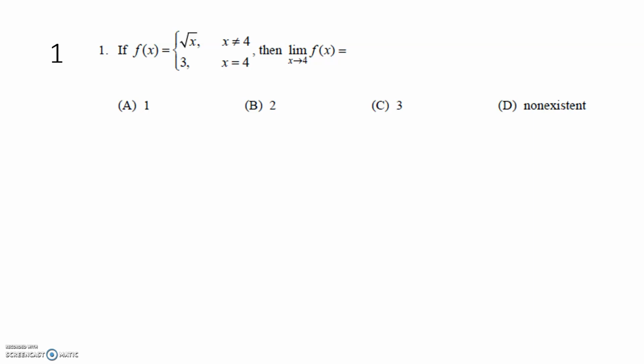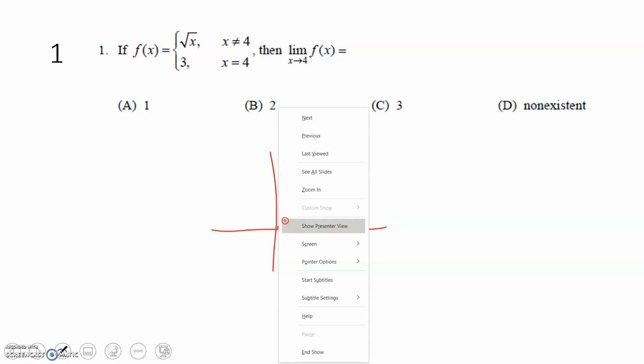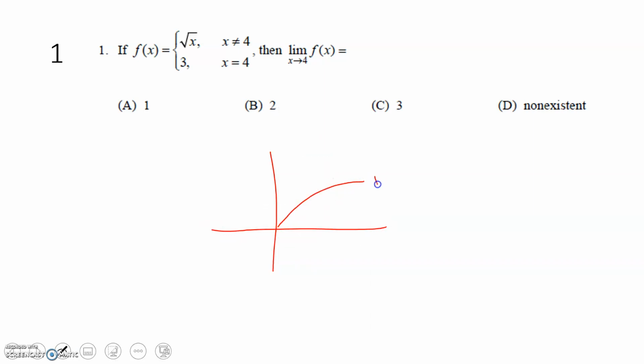It says this. If f of x is the piecewise function rad x when x is not 4 and 3 when x is 4, then the limit of f of x as x approaches 4 is what? So we recognize that this function is this radical function everywhere we're not 4, but then at 4, it's 3. So in actuality, what we have here is our square root function, right?